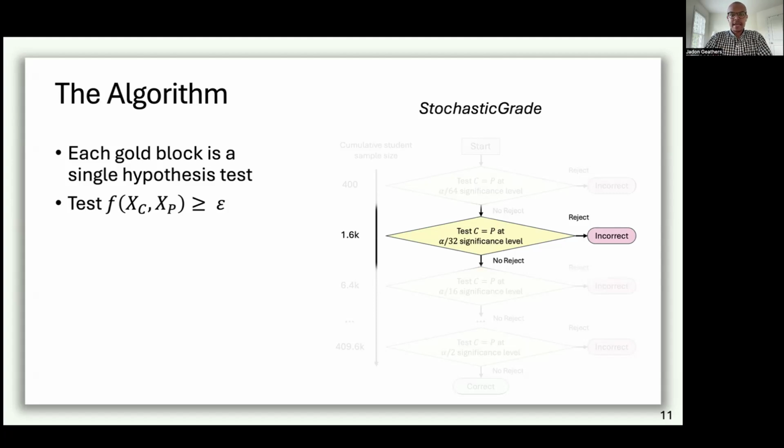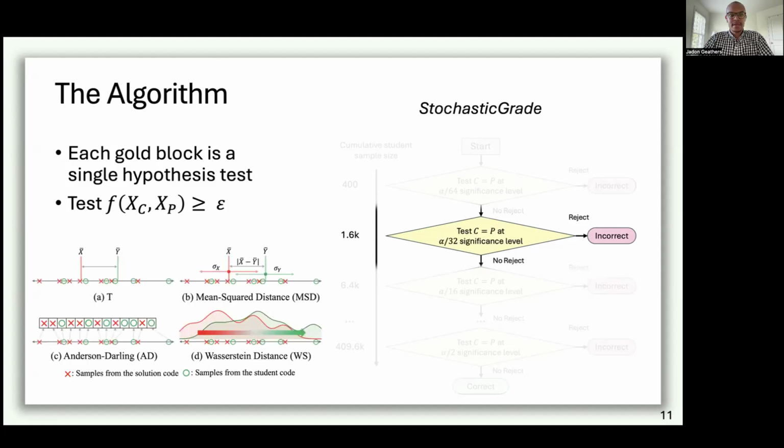Otherwise, we keep sampling, trying to increase the power of the test until we reach a maximum sample size, at which point we can mark the program as correct. For more details about what the significance level is and how we can still guarantee the false rejection rate, you can look at more details in our paper.